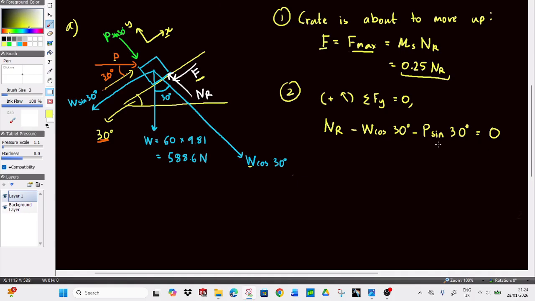Okay, and sine 30 is just half actually. So sine 30 we know is just half, so it's just going to become half P, sorry, NR minus half P is equivalent to W cosine 30. So W cosine 30, W is already 588.6. So it's just 588.6 cosine of 30.